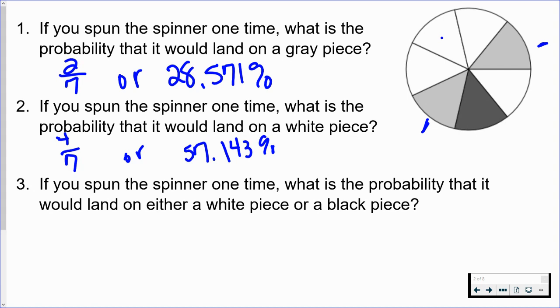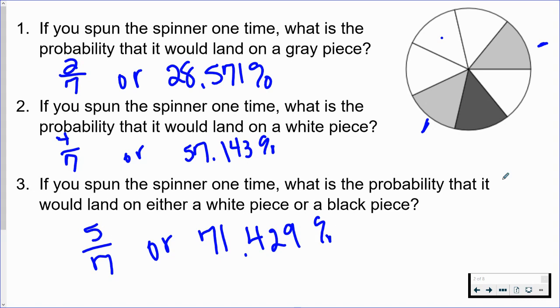And last one on this, if you spun the spinner one time, what's the probability that it would land on either a white piece or a black piece? Let's think about these. How many pieces are either white or black? There are 4 white pieces and 1 black piece, so that is 5 possibilities out of the 7 total. Let's get that as a percentage, 71.429%.